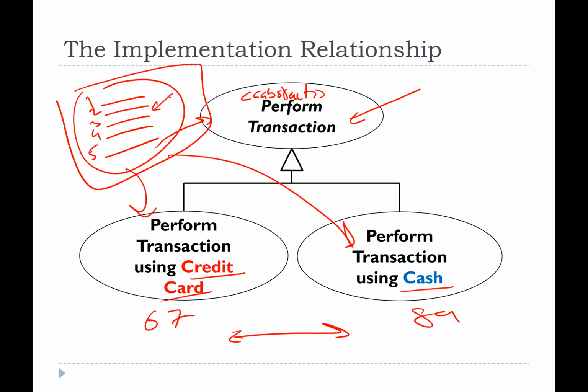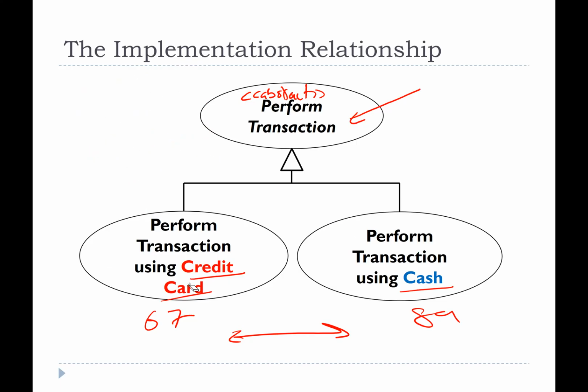The word implement means to provide a particular solution. All right. And so I'm seeing here, I have the parent use case, the abstract use case called 6 and 7, right? It's called perform transaction. And the way I should be reading this diagram is I need to perform a transaction.